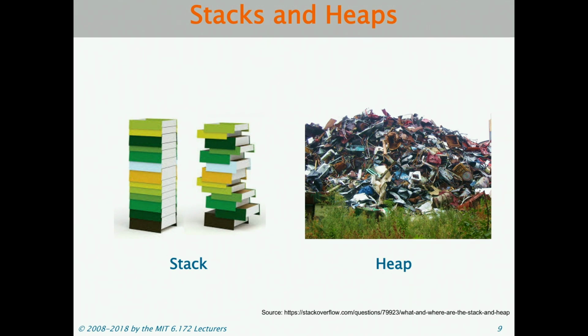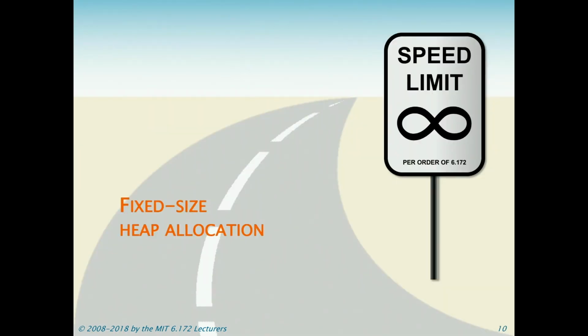OK, so how do we do heap allocation? Let's first start with fixed size heap allocation, where we assume that all of the objects we're dealing with are of the same size. In general, this isn't true, but let's just start with this simpler case first.